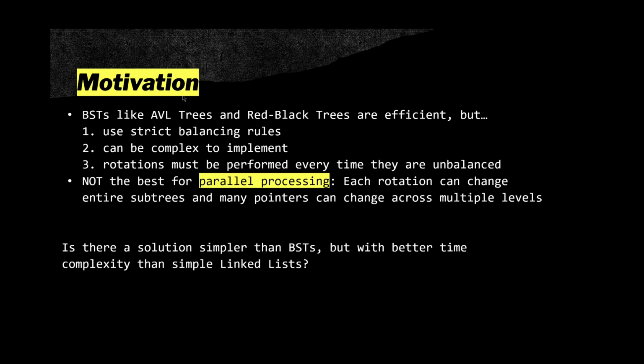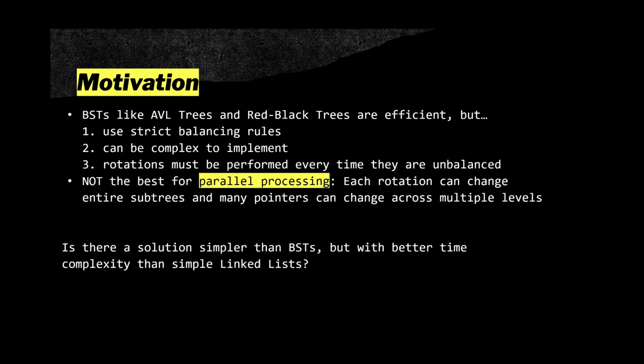As you can see here, BSTs like AVL trees and red-black trees are efficient with their O(log n) time, but they use strict balancing rules. They can be complex to implement because you have to worry about, for example, in red-black trees, red and black and keep track of a lot of different things. Rotations must be performed every time they are unbalanced, so global rebalancing. This means they're not the best for parallel processing because each rotation can change entire subtrees and many pointers can change across multiple levels. So it's not great when you're trying to do multiple different tasks at once if your tree is constantly changing so much. So we want something more localized.